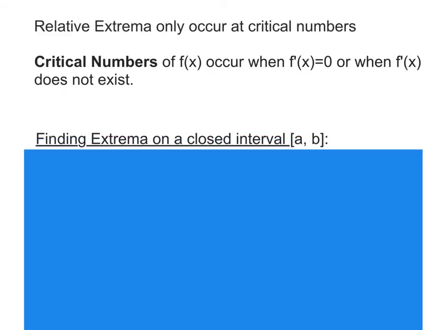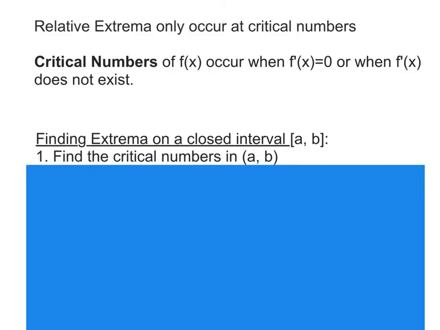Okay, so how do we find them? Here are our steps. If we want to find our extrema on a closed interval from A to B, first, find the critical numbers. Take your derivative, find where your derivative equals 0, or where your derivative does not exist. All of those will be critical numbers.